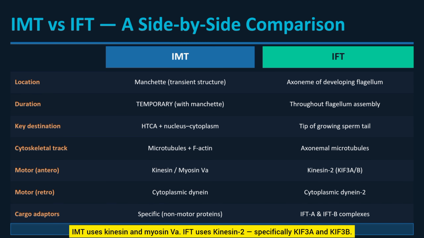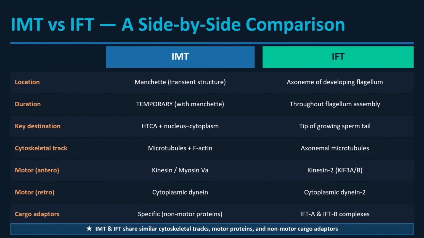Anterograde motor: IMT uses kinesin and myosin. IFT uses kinesin 2, specifically KIF3A and KIF3B. Retrograde motor: IMT uses cytoplasmic dynein. IFT uses cytoplasmic dynein 2.